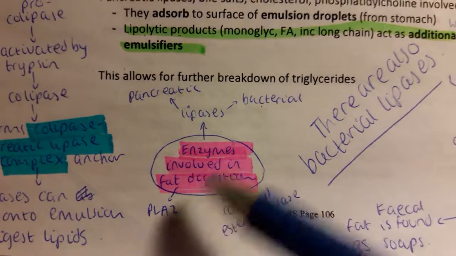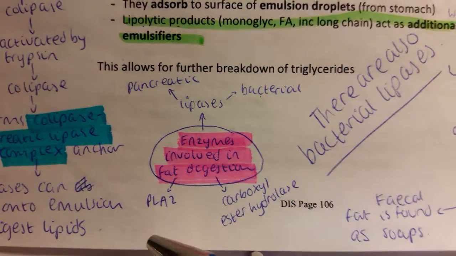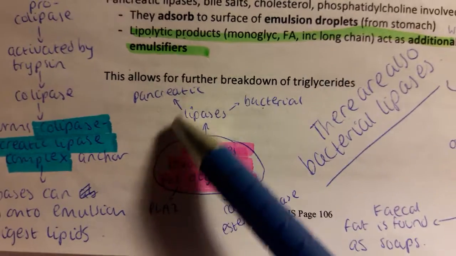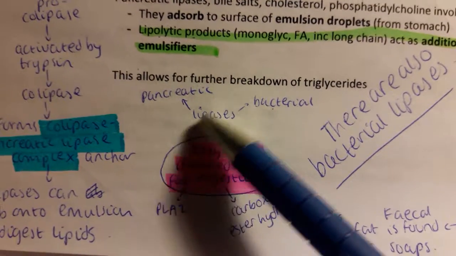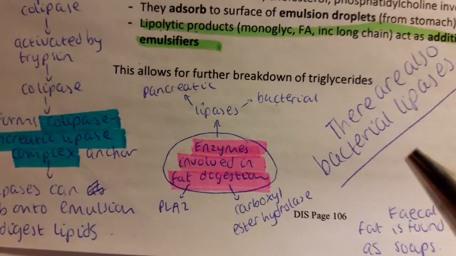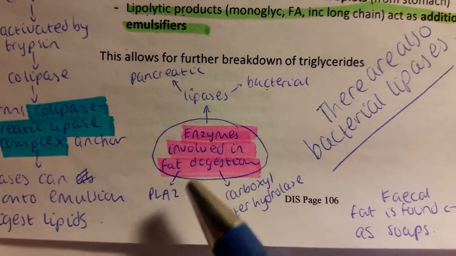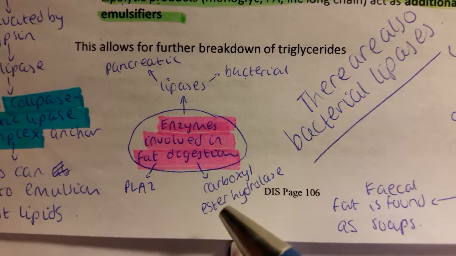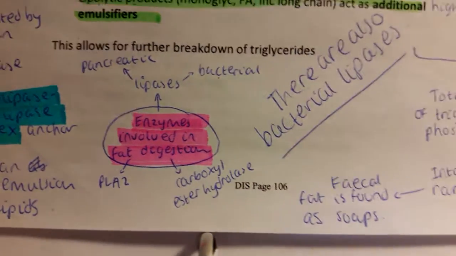And just to summarize the various enzymes involved in fat digestion, you've got bacterial lipases, pancreatic lipases, and lingual and gastric lipases. You have PLA2, which deals with phospholipids, and also carboxyl ester hydrolase, which deals with the cholesterol esters.